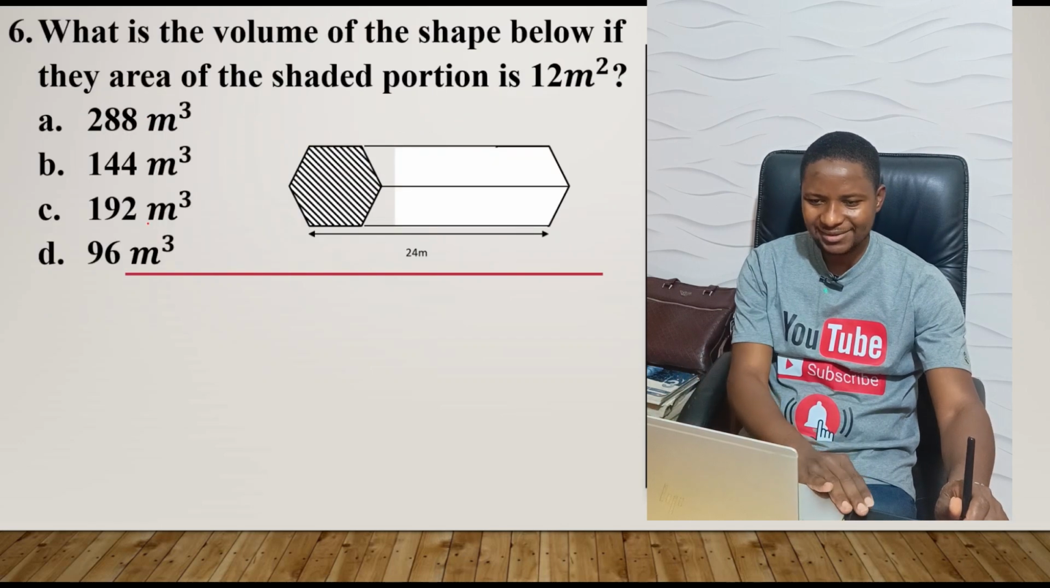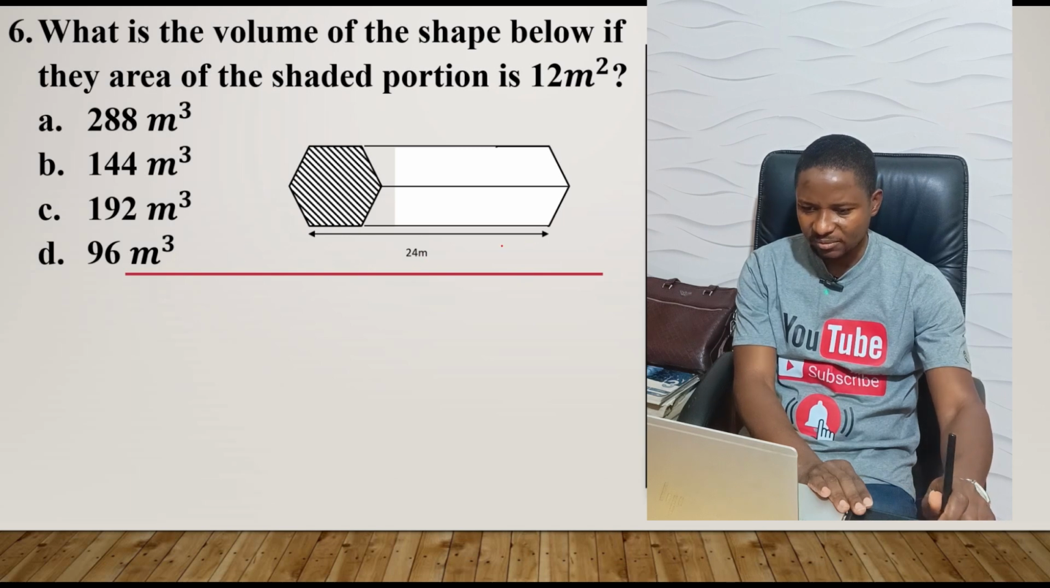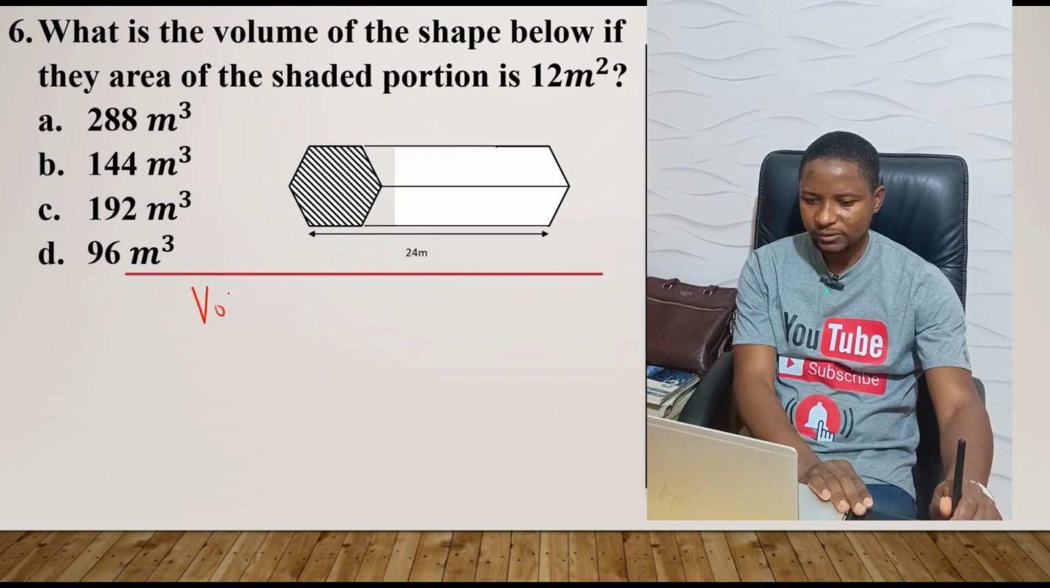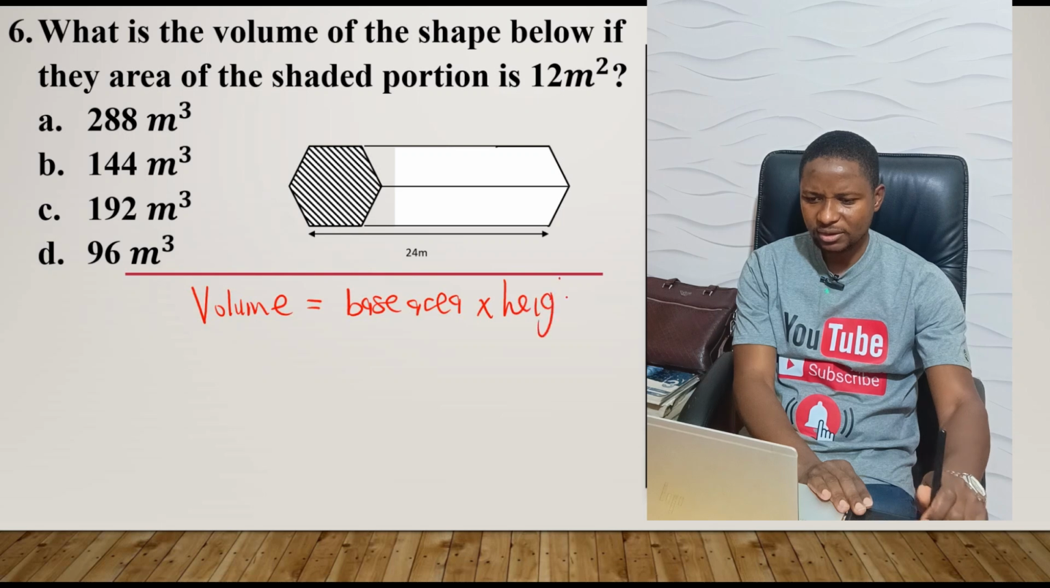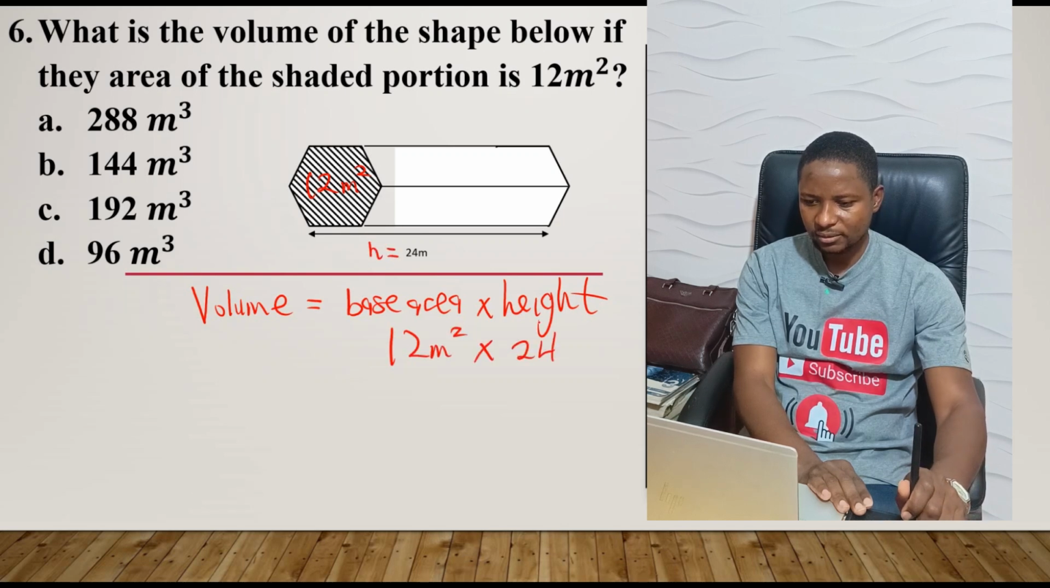For the medium stage, question 6 said, what is the volume of the shape below if the area of the shaded portion is 12 meters squared? And if you look at the image, they give us the length of the object to be 24. Looking at the shape again, it is a prism. And volume of a prism is written as base area times height. In the question, they give us the base area, the whole of this, to be 12 meters squared. 12 meters squared times 24, which is the height. This is the height, 24 meters.